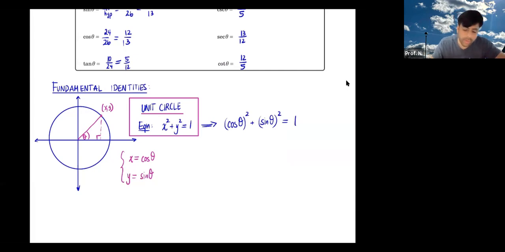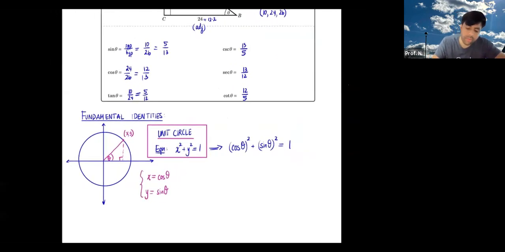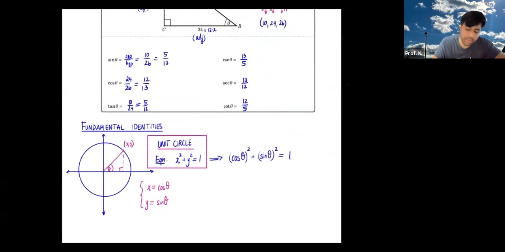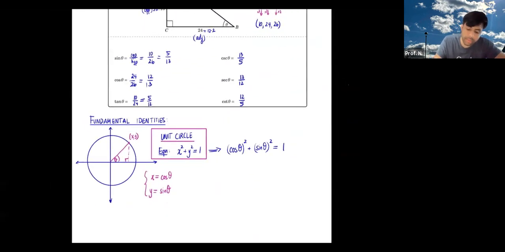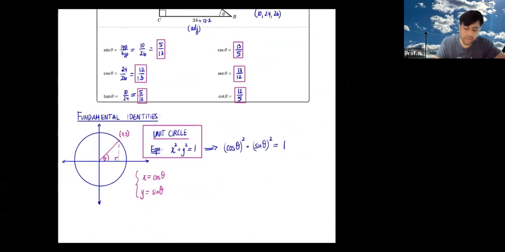Oh, pardon me, Felipe, what were the answers for the previous one, number 5? Well, it's right here. It's 5 over 13, then 13 over 5, 12 over 13, 13 over 12, 12 over 5, and 5 over 12, like this. Okay.